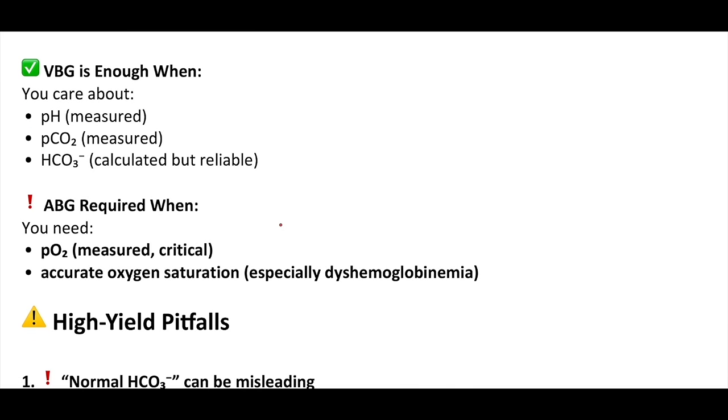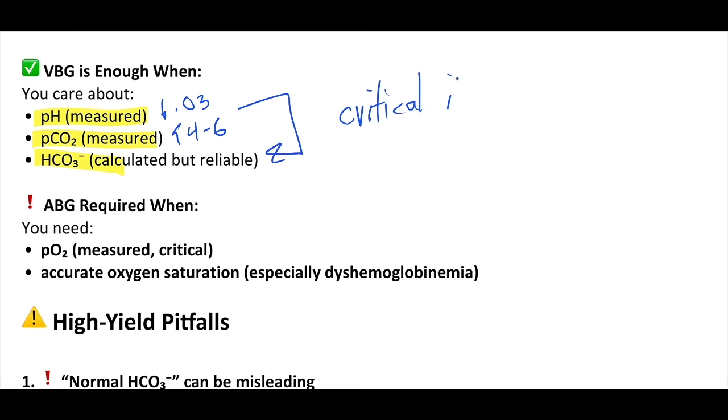So when is VBG enough? Just to knock it home, it's enough for pH often, PCO2 often, and bicarbonate, which is calculated, with the caveats being pH is going to be about 0.03 lower, PCO2 is going to be about 4 to 6 higher, and then the bicarbonate is calculated off these values, so you will get a little bit of inaccuracy, with the second caveat that critical illness makes this even less accurate, so just be thoughtful of that and careful.